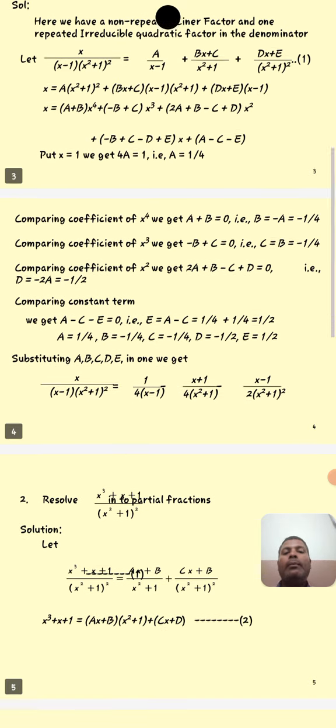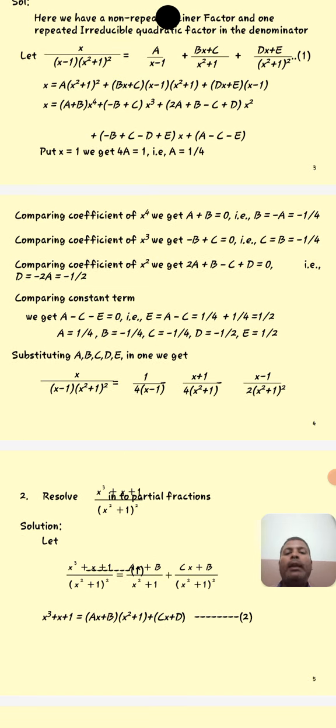A is equal 1 by 4 and b is equal minus 1 by 4 and c is equal minus 1 by 4 and d is equal minus 1 by 2, e is equal 1 by 2. These 5 values we have to substitute in the place of equation number 1. Substituting the a, b, c, d, e in 1, we get x divided by x minus 1 into x square plus 1 whole square is equal 1 by 4 into x minus 1.